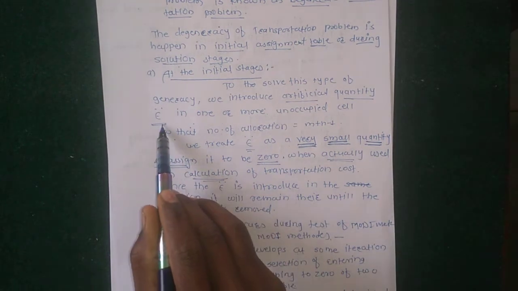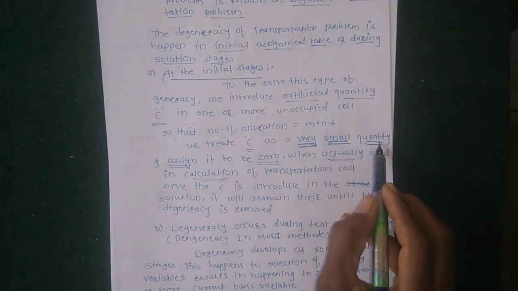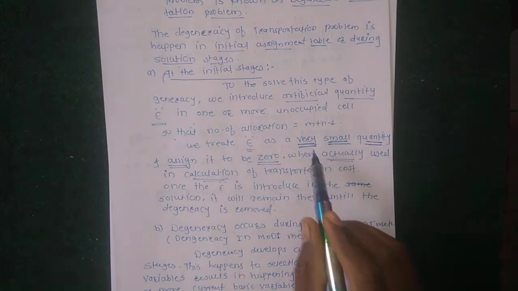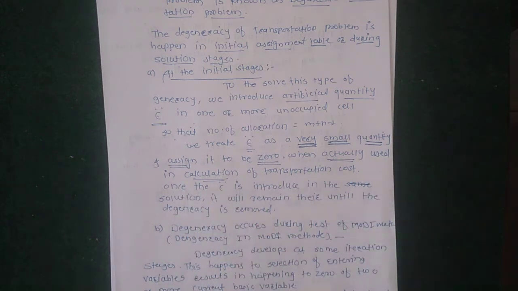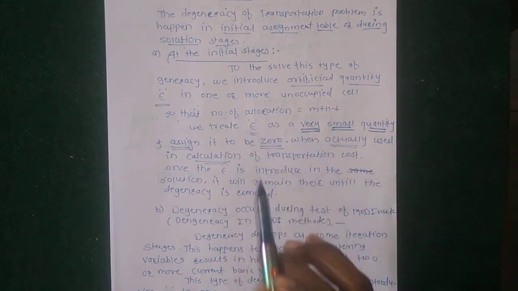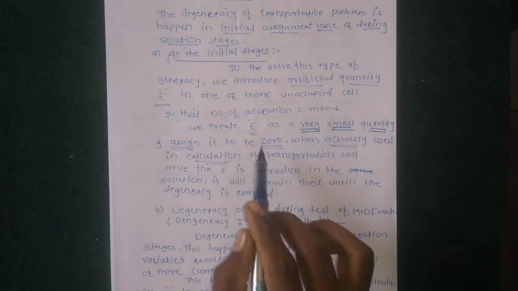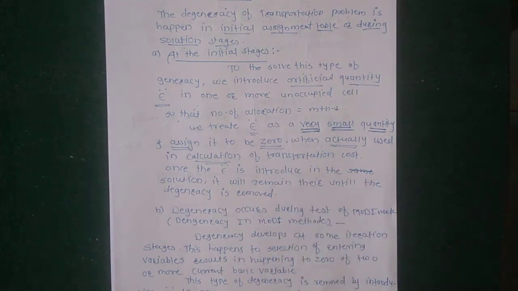And how to choose this epsilon? We introduce epsilon as a very small quantity in an unoccupied cell, and in the actual calculation we take its value as 0 after finding the total cost.